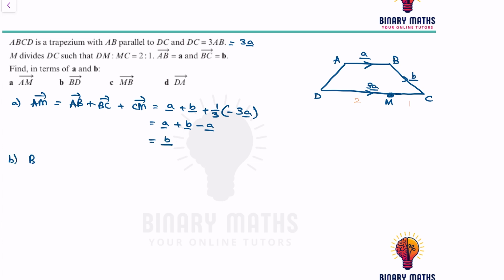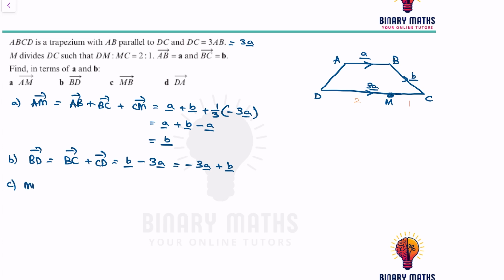Part B. B to D. Now B to D is equal to B to C plus C to D. B to C is just B. C to D is going in the opposite direction of D to C, so it's going to be minus 3A. I prefer alphabetical order, so I'm just going to write minus 3A plus B.